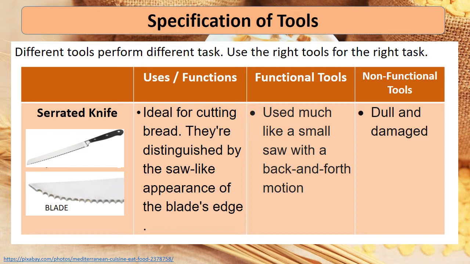Serrated knife, ideal for cutting bread. They're distinguished by the saw-like appearance of the blade's edge. It is functional if used much like a small saw with a back and forth motion, and non-functional if it is dull and damaged.